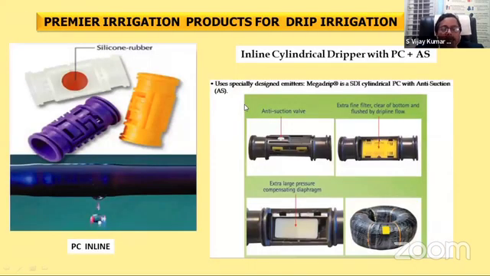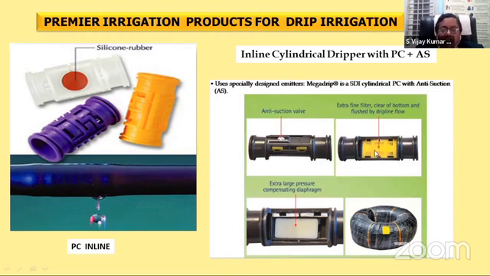And the products that we are providing from Premier Irrigation is that we have, like I told you, the dripper. A normal dripper will not have this silicon rubber, which is actually regulating the pressure compensation. So discharges are kept totally uniform. And we have what is called the inline cylindrical dripper with PC with anti-siphon. The anti-suction valve will ensure that there is no suction of any particles into the system.